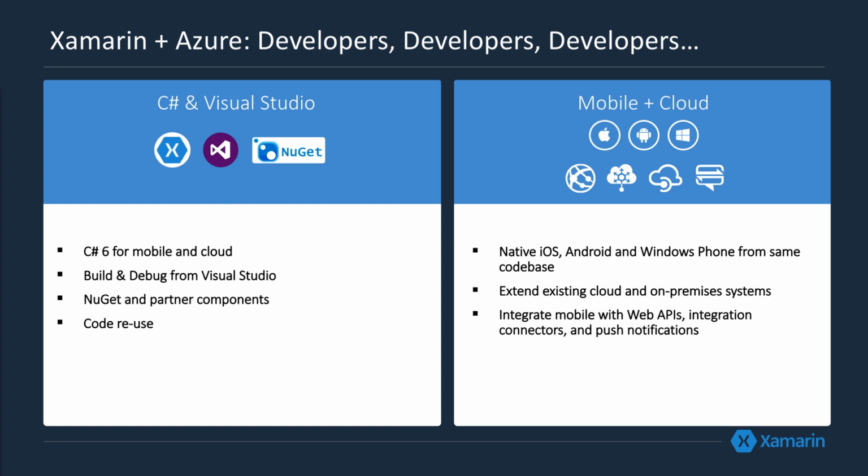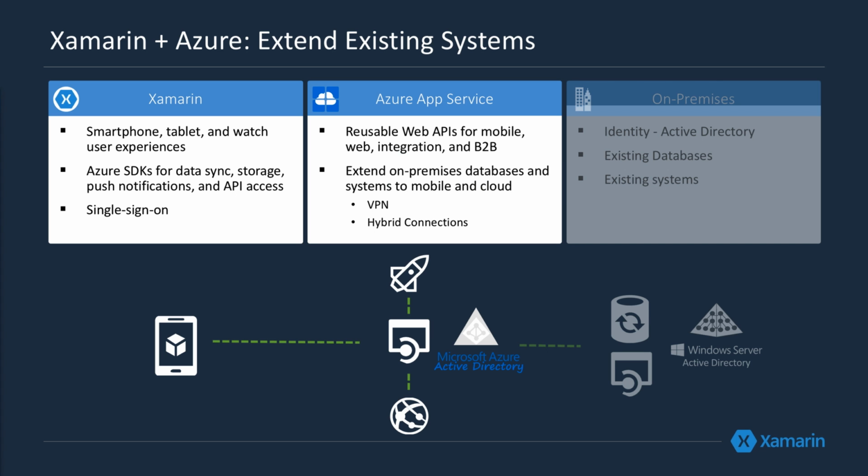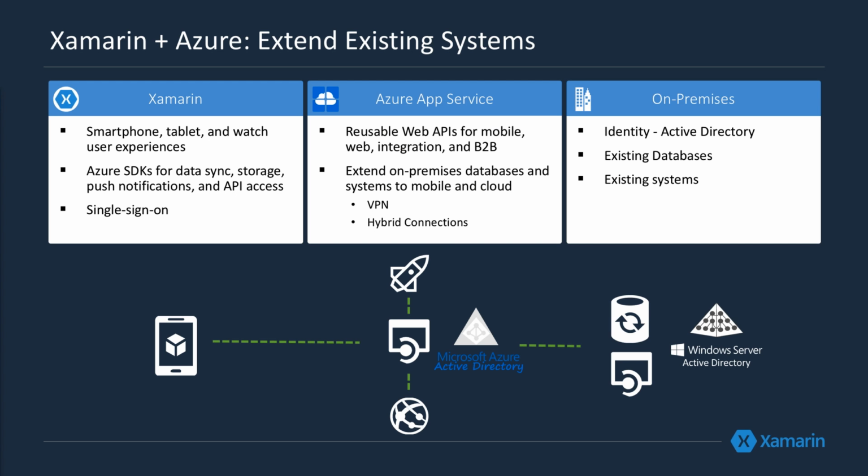Utilizing these together, you have the flexibility of writing for all three platforms, and also extending your existing assets from on-premises, and then, as Kirill mentioned, integrating with a whole bunch of cloud services and other third-party and ERP systems. And this is how you would do it. From the Azure App Service, you can extend the existing systems, as I mentioned, with either VPN or hybrid connections. And for identity, you can basically do a sync with an on-premises Active Directory, with Azure Active Directory, and then that's where you can do the authentication with mobile.